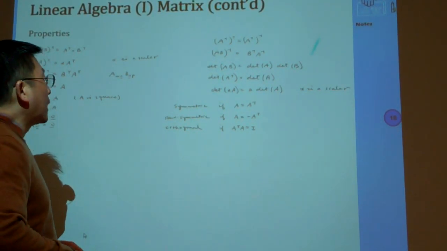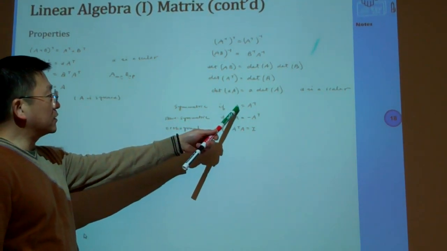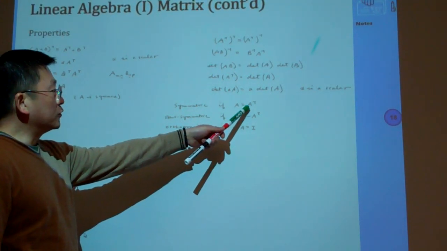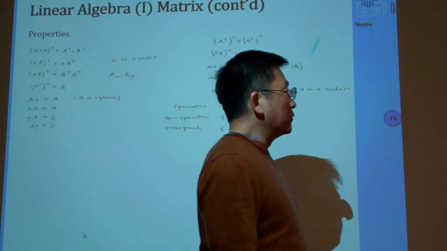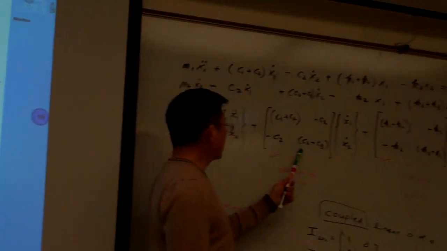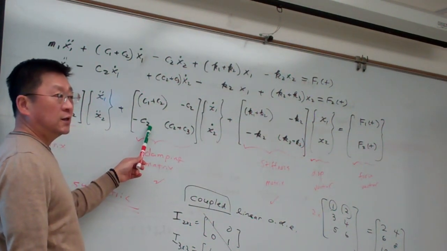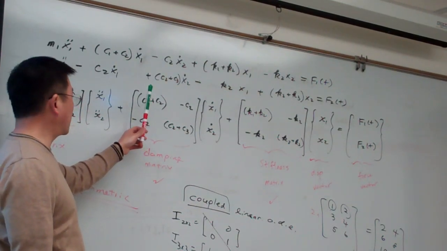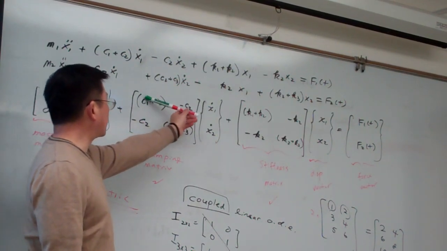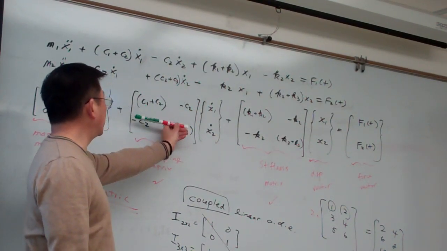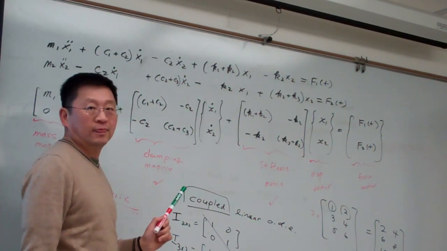Now we come to define symmetric. A matrix is symmetric when it equals the transpose of itself. You look at this one. This matrix is called symmetric because once we take the transpose, how do we do it? We convert the column into a row, convert the column into a row. Basically it becomes itself. So that's called symmetric.